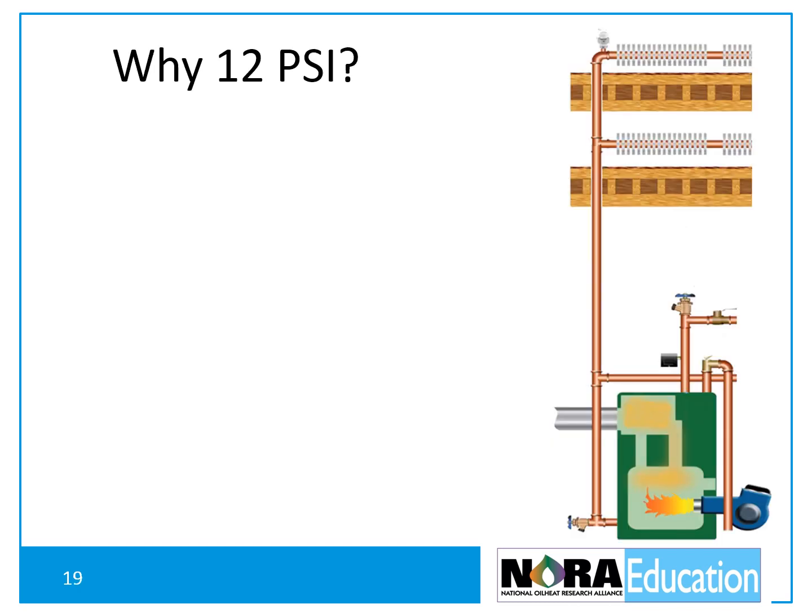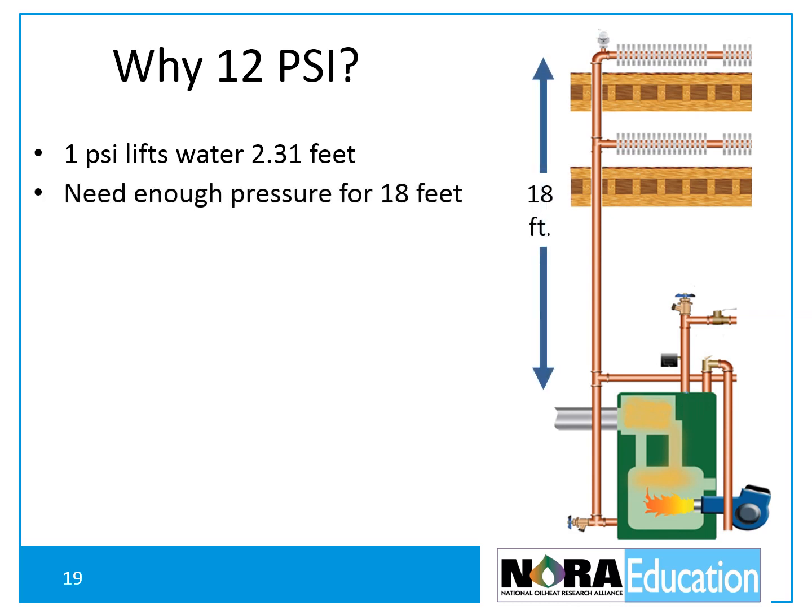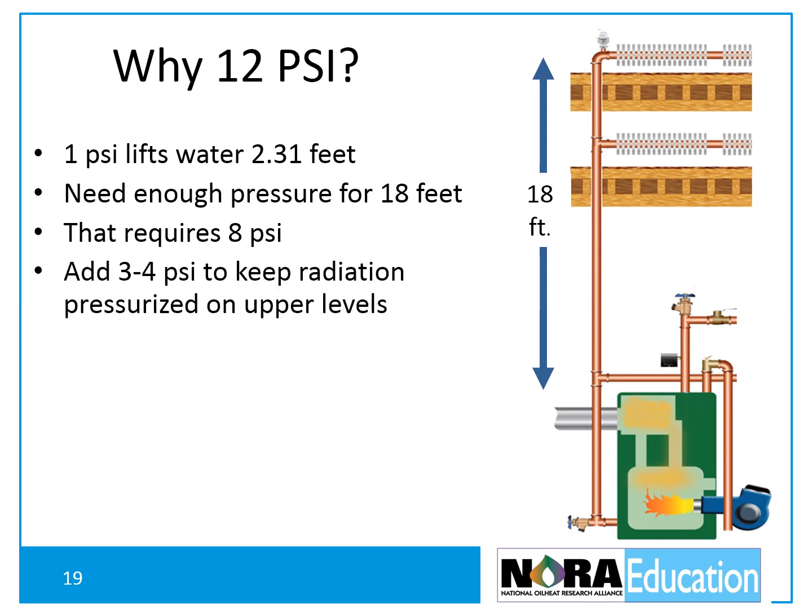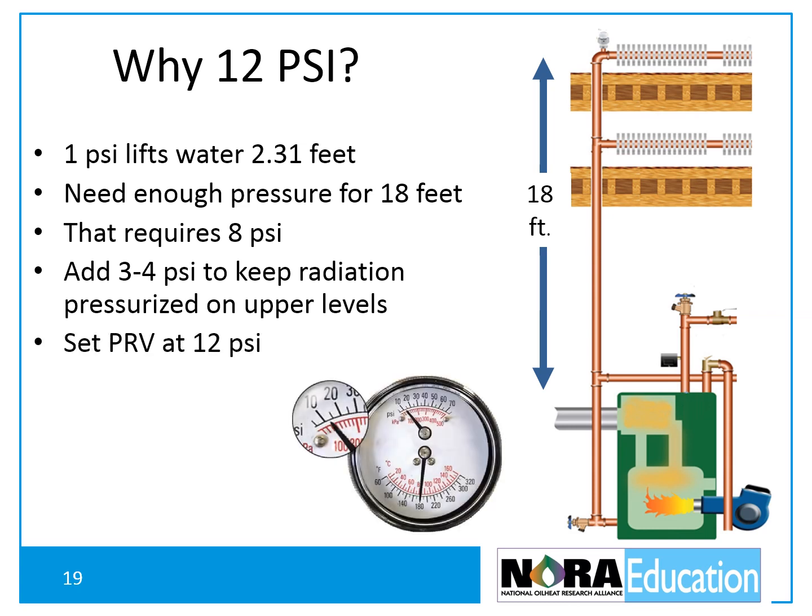Let's take a look at why 12 psi is appropriate for a typical residential application. First, let's remember that 1 psi will lift water 2.31 feet. Therefore, 1 psi is equal to 2.31 feet of head. Now, in this application, we're going to have to lift the water 18 feet, which is the distance from the pressure-reducing valve to the top of the heat emitter on the second floor. Just under 8 psi will actually lift the water to the top of the system, but will not be enough pressure to allow the water to circulate. So, 3 to 4 psi needs to be added to ensure positive pressure at the system's highest point. The pressure-reducing valve, in this case, should be set to 12 psi.